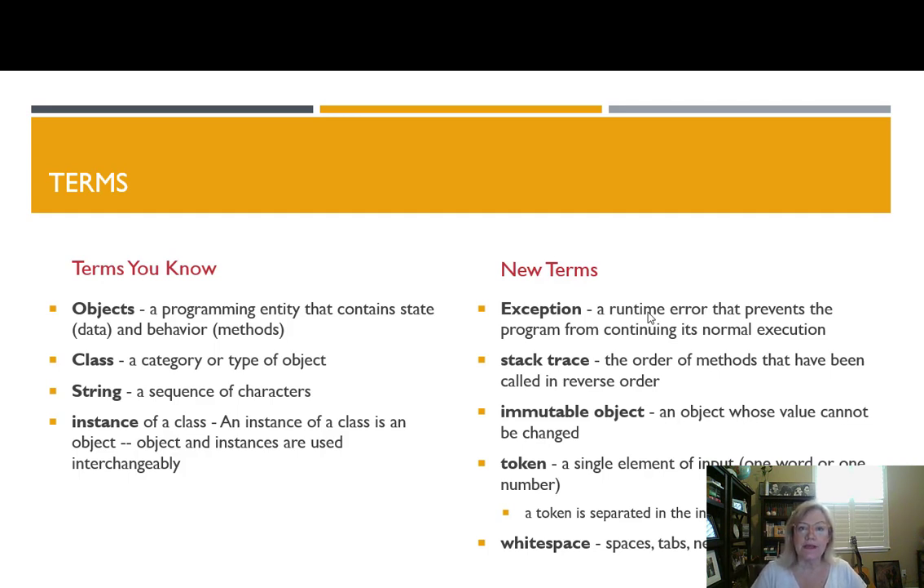Some new terms we're going to introduce this week are exception. When you have a runtime error, Java is going to call that an exception. And it's not good. We do not want to write programs with runtime errors. So we'll take a first look at exceptions. An immutable object is an object that cannot be changed, and strings are actually immutable objects. A token is a single element of input, and usually a token will be separated by white space, and white space is simply spaces, tabs, new line.